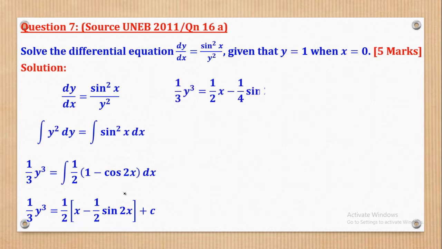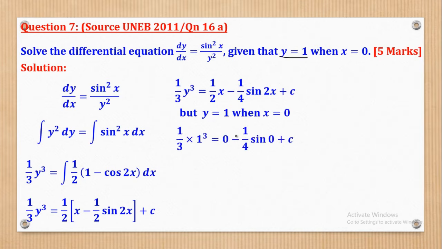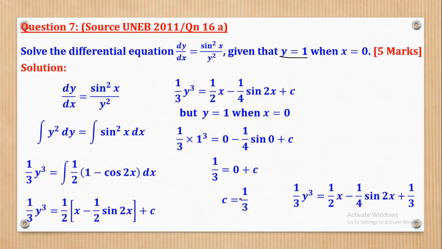Then we can open brackets to come up with that. But we are given that y is equal to 1 when x is equal to 0. Therefore, come and substitute for y and x to be able to get the value of c. After getting the value of c, we shall substitute it here to come up with the differential equation which they want.